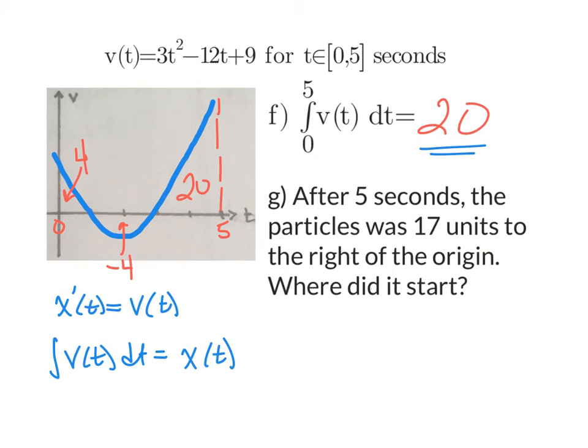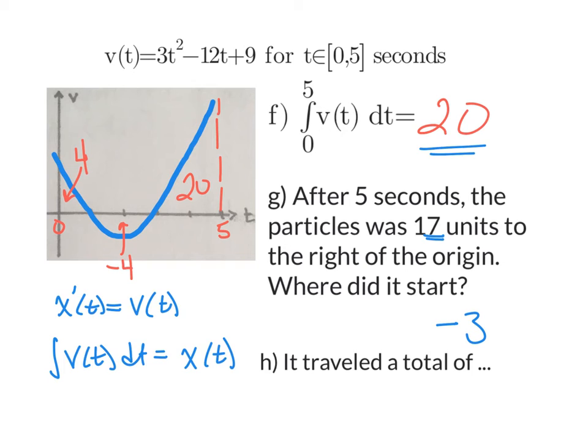Well, over those 5 seconds, it moved a positive 20 units. So where did it start? 20 units behind this 17. So its start was at -3, or 3 units to the left of the origin.